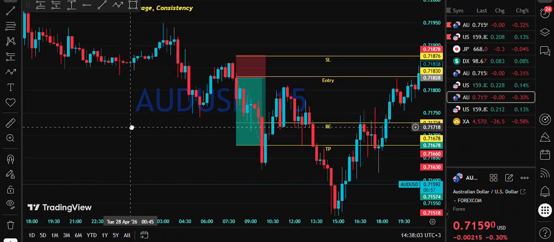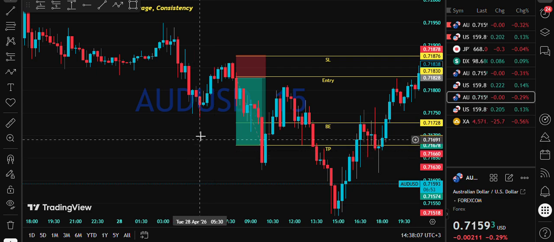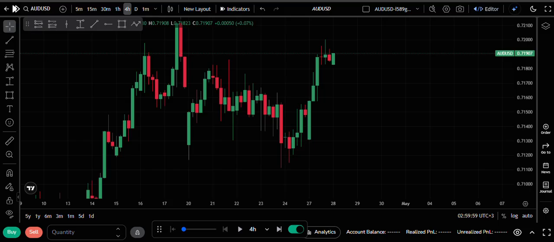Guys, I'm sure you have heard about the Wyckoff theory, but have you ever used it? So I'll show you how you'll be using it to capture such moves as this one. So let's go direct to the chart.